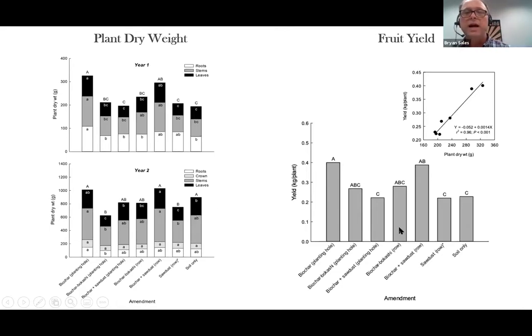If you look here to the right, this is yield. You can see that biochar in the planting hole here and the biochar plus sawdust in the row at a lower 10% incorporation rate had the highest yield.